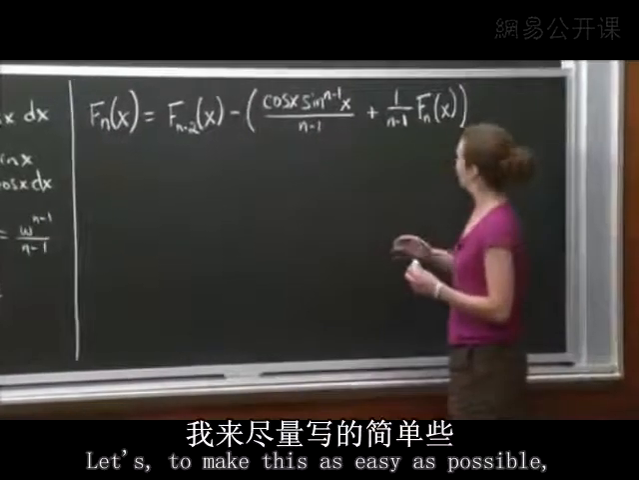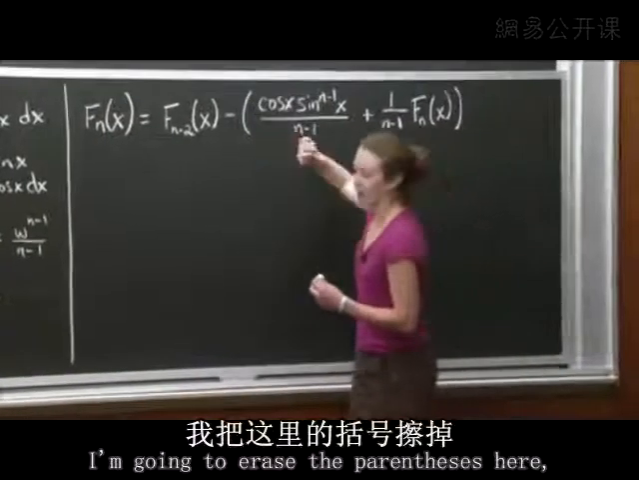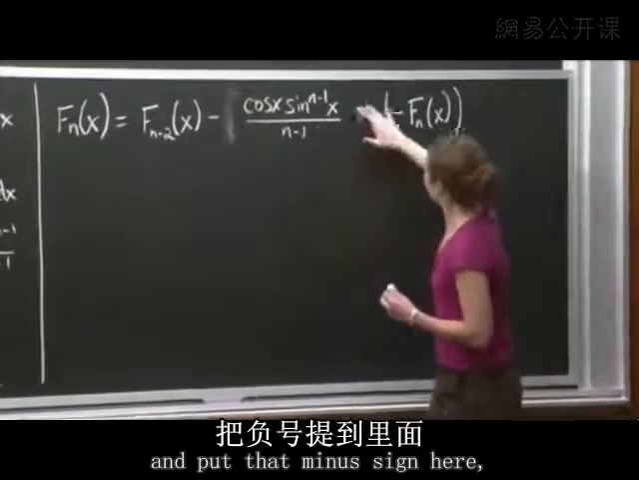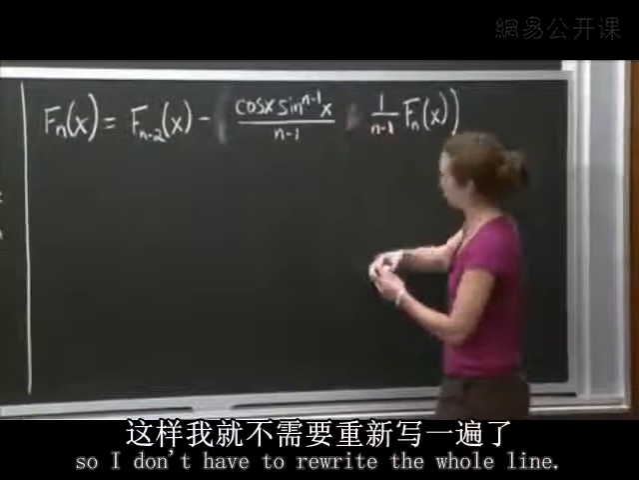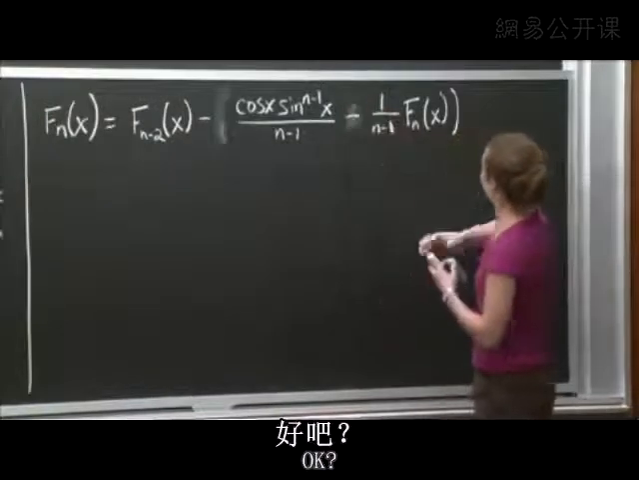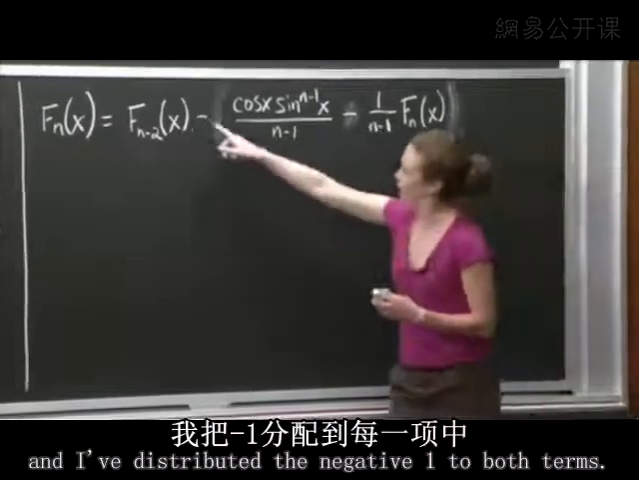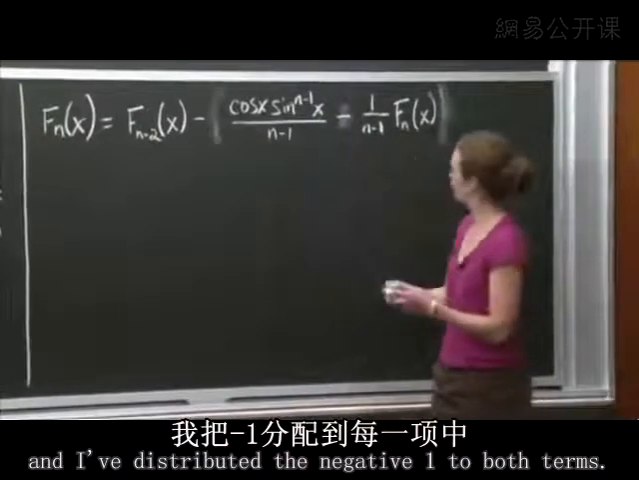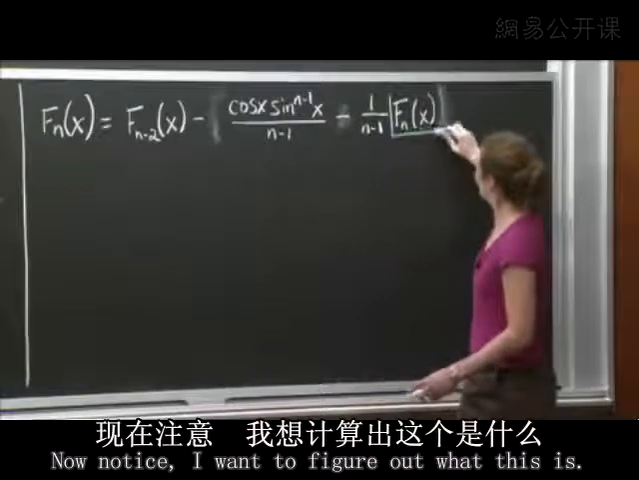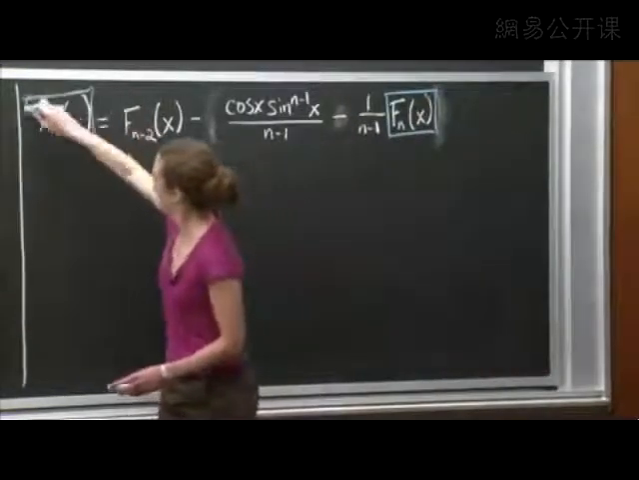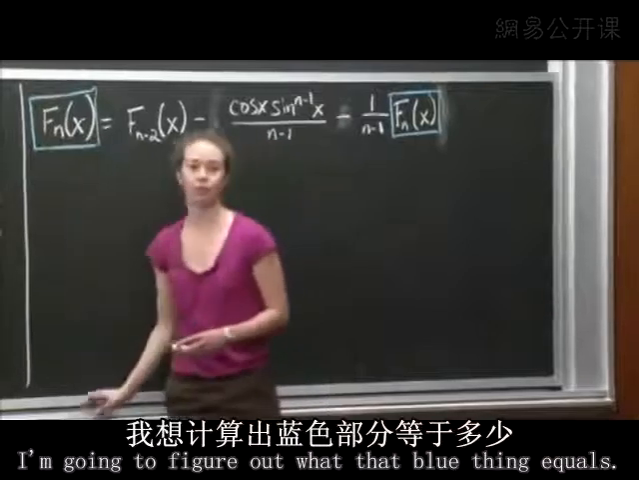To make this as easy as possible, I'm going to erase the parentheses here and put that minus sign here so I don't have to rewrite the whole line. Okay? So the parentheses are gone, and I've distributed the negative 1 to both terms. Now notice, I want to figure out what that blue thing equals.